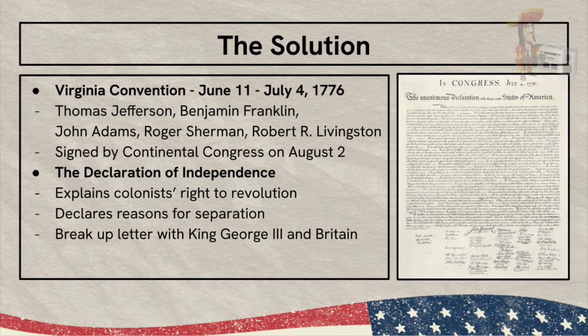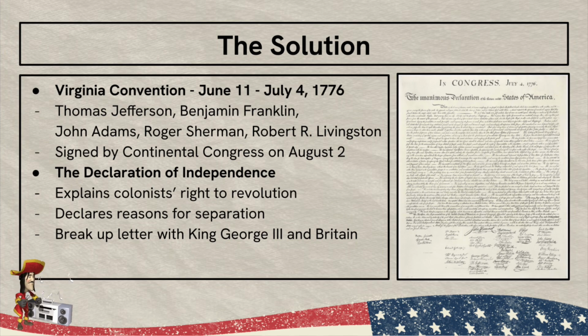The Virginia Convention in 1776 brought together important figures like Thomas Jefferson, Benjamin Franklin, John Adams, Roger Sherman, and Robert R. Livingston to work on a Declaration of Independence. Jefferson is often credited as the author of the Declaration due to his contributions. The Continental Congress would adopt and sign the Declaration on August 2nd.